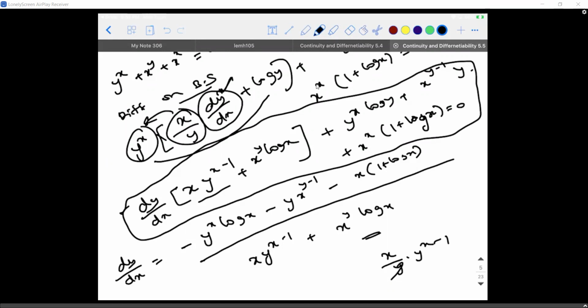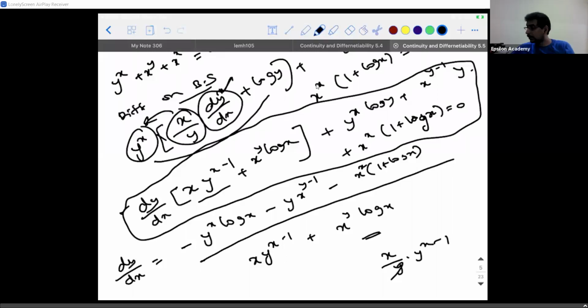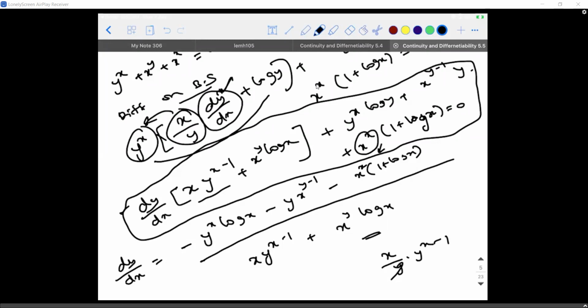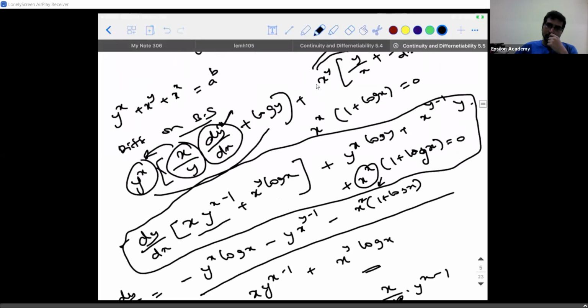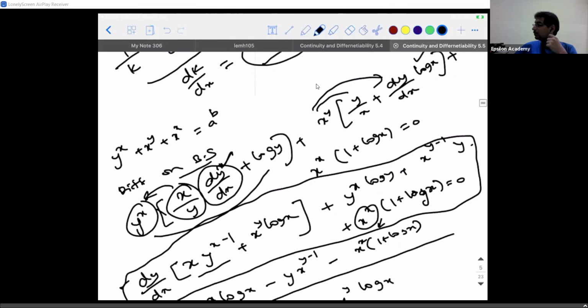Actually, sir, there's one part missing. In the final answer it is x power x into 1 plus log x. No, I wrote it here, I forgot it. The remaining things are right, sir. Very, very good. So mark it as important and right.